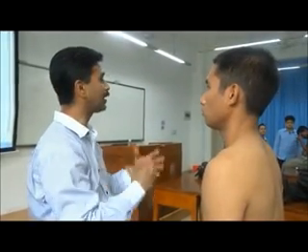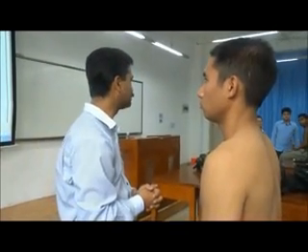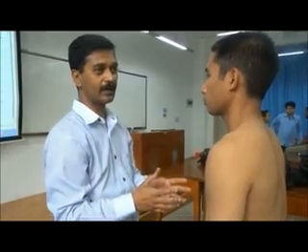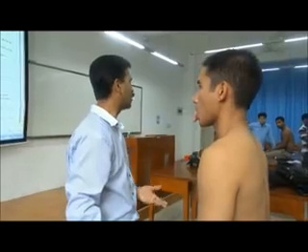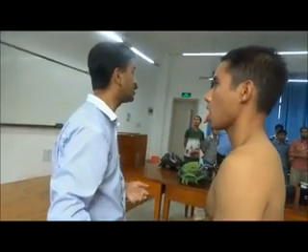And then what other site do you need to check for anemia? Tongue. So you can tell the patient to move his tongue outside. So the dorsum of the tongue, you need to check what?